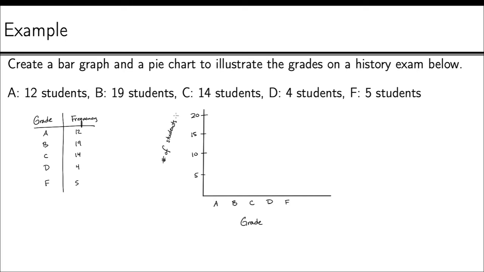All right. So with an A, we had 12 students that got an A. So we'll create a bar over A that goes up to 12. And then B is 19, so we'll create a bar that goes up to 19. And then C, we got 14, so go up to 14. And then D, we had 4, and so around there. And then F was 5, up to 5.